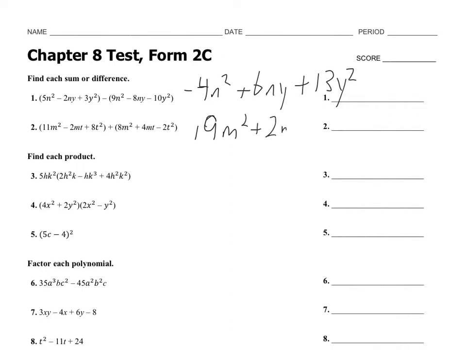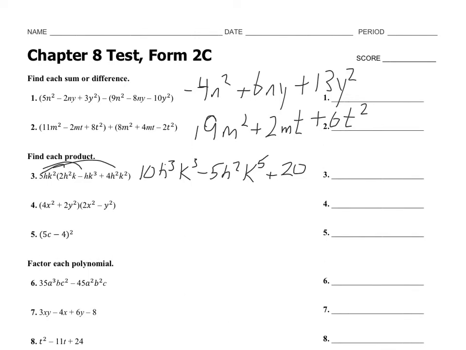plus 2mt and plus 6t squared. Now the next one here we have to distribute, so we should end up with 10h to the third k to the third minus 5h to the second k to the fifth and plus 20h to the third k to the fourth.